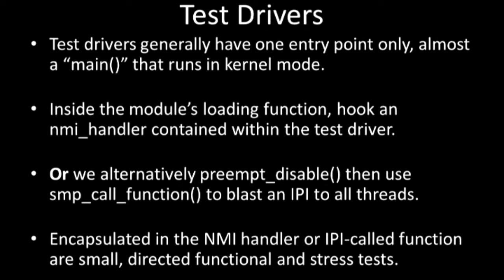What you can do is, we found, you can do one of two things. You can either preempt disable and then use SMP call function. Not sure if anybody has really explored SMP.h here, but you can kill preemption in the kernel, go ahead and blast using an IPI. I guess I'm skipping one. This is the third one here.